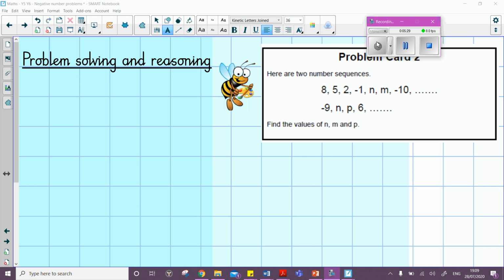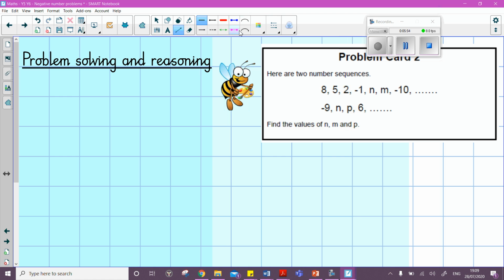Then I've got a little bit of problem solving and reasoning for you. So here are two number sequences. This is the first one and this is the second one. And the question asks you to find the values of n, m and p. Now to do that we need to identify what the number sequence is decreasing or increasing by. I can see it's decreasing because my numbers are getting smaller.